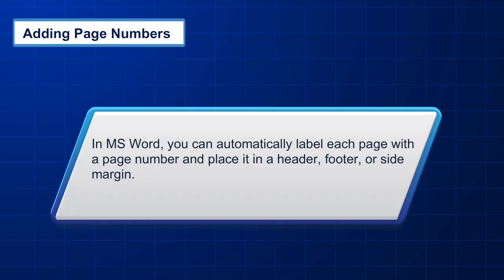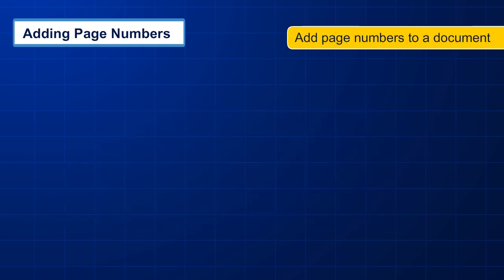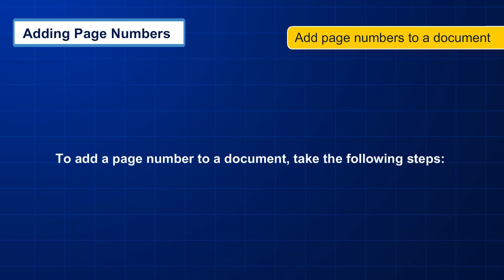Adding page numbers. In MS Word, you can automatically label each page with a page number and place it in a header, footer, or side margin. Add page numbers to a document. To add a page number to a document, take the following steps.